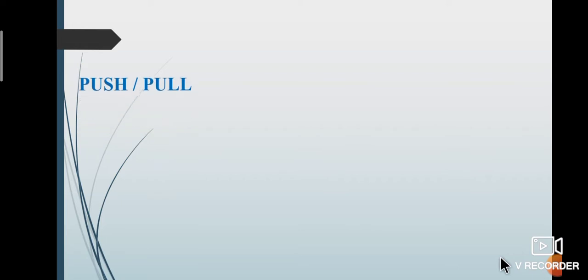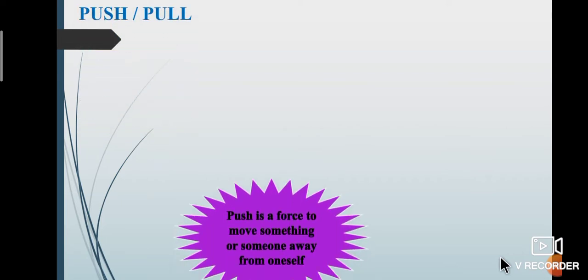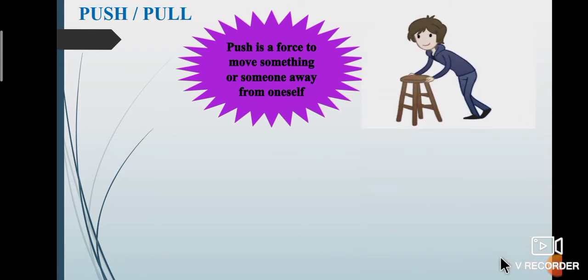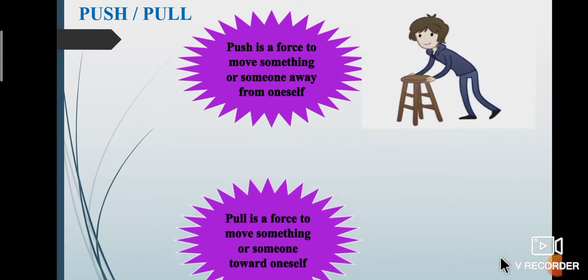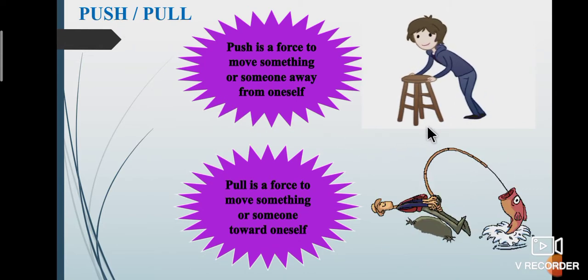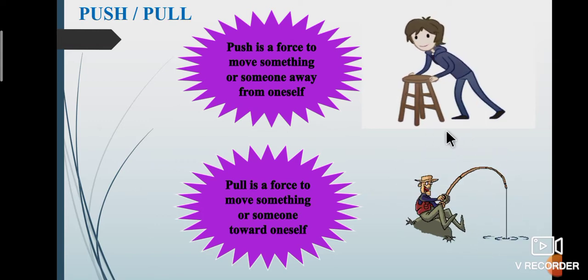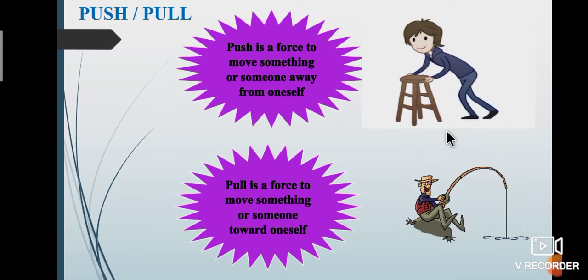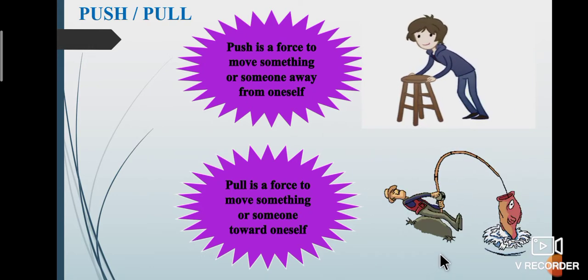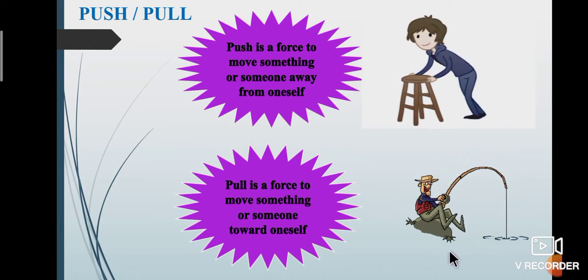Now, before entering into the lesson, let us recall our previous session portion. Push and pull. What is push? Push is a force to move something or someone away from oneself. Example: push the table, throw a ball, etc. What is pull? Pull is a force to move something or someone toward oneself. Example: fishing, pull the zip in a shirt, etc.